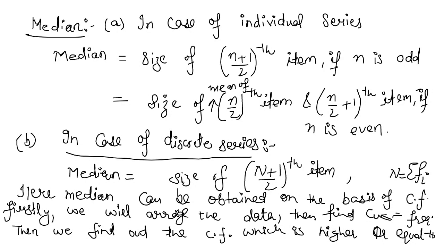Yes, Saurabh, please. Here, median can be obtained on the basis of cumulative frequency. Firstly, we will arrange the data, then find cumulative frequencies. Then we find out the cumulative frequency which is higher than or equal to (N plus 1) by 2, that is, capital N plus 1 divided by 2.